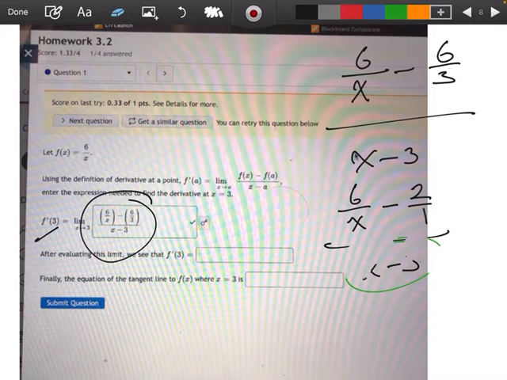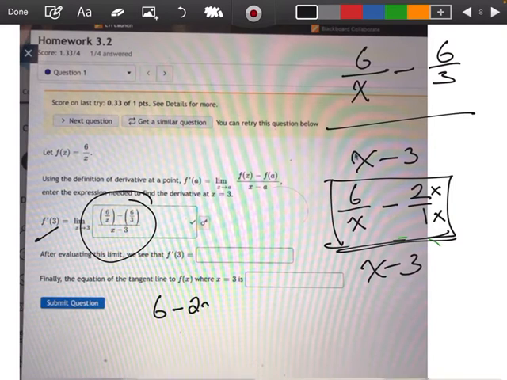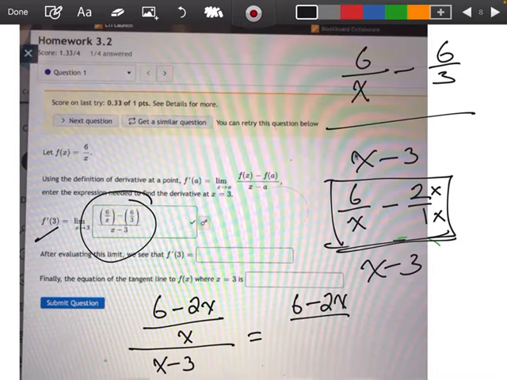So what we're going to do instead, y'all, let me just clean this up, is let's get these two guys together. We're going to do that by combining those complex fractions. So I need to multiply this one by x, and I need to multiply that one by x. So we have 6 minus 2x all over x, divided by x minus 3. And remember, I can write this as 6 minus 2x over x times, since we were dividing by x minus 3, we can write this as 1 over x minus 3.